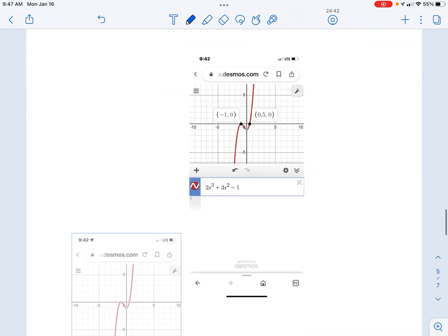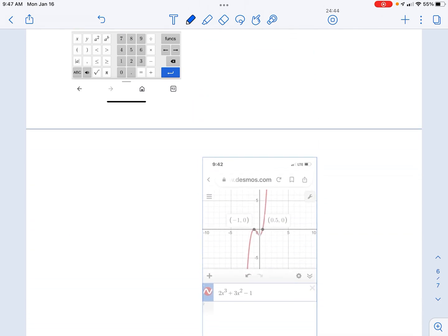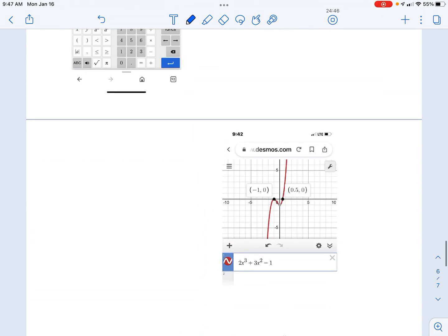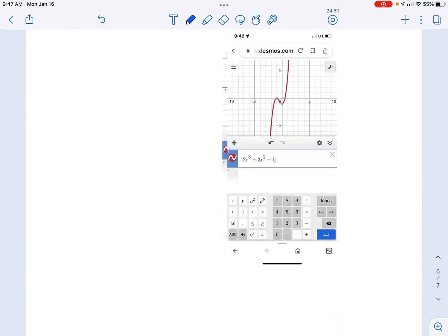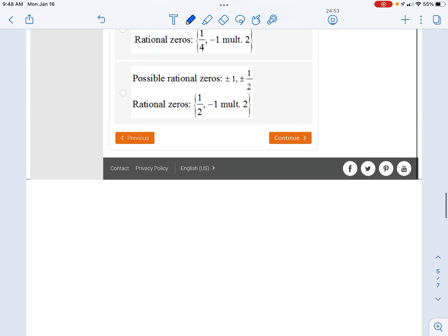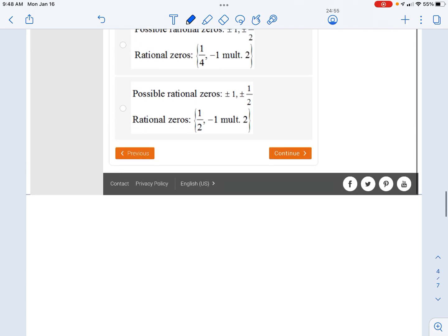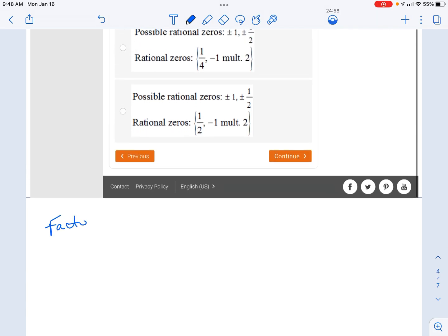Let me move these down a little bit and put them on this page and work this out. All right, so I said it was 1 over 2. So we need to find the factors of 1 over 2. Okay, so we know for 1, it's just simply plus or minus 1. That's all there is for that one. And for 2, we would have plus or minus 1 and plus or minus 2.